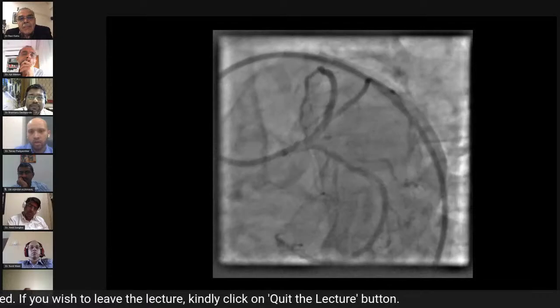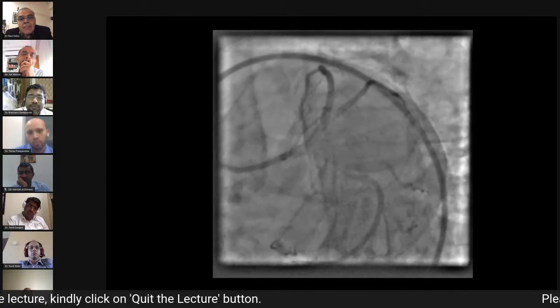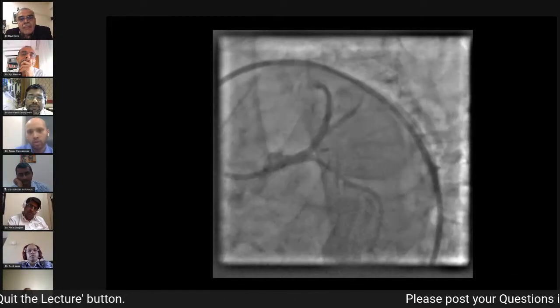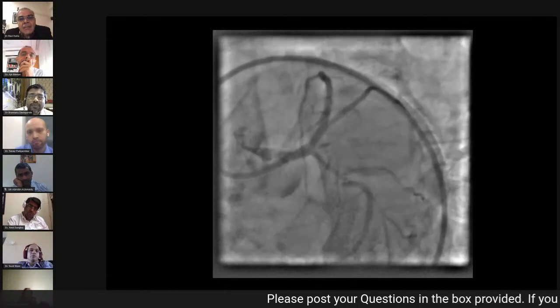And this was the final result. The LAD stent was stented from just beyond the ostium.